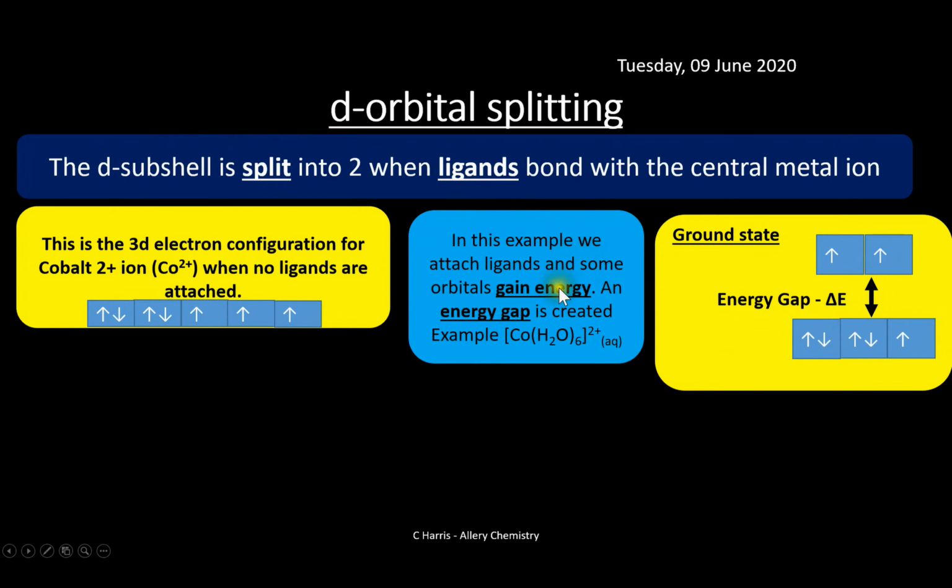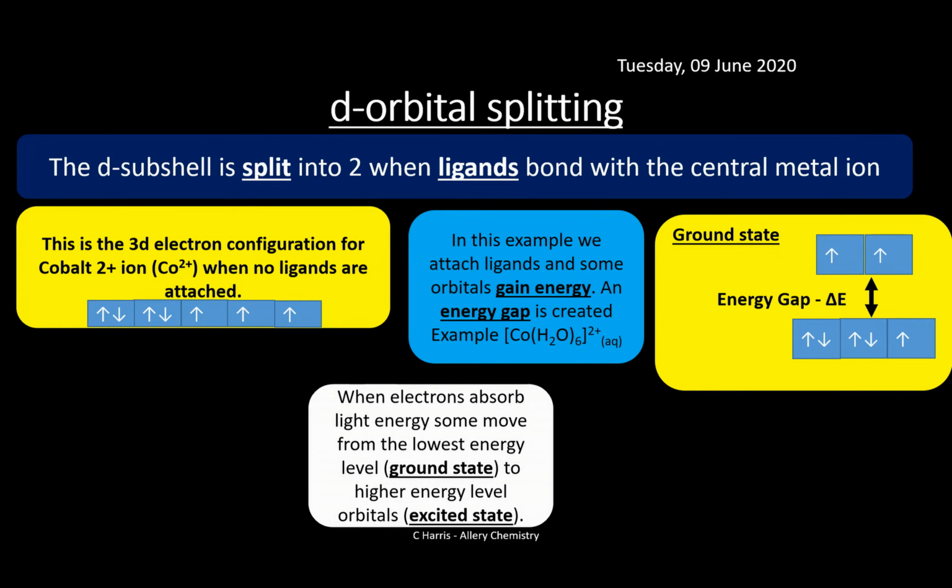So you can see here we attach some ligands, and some of the orbitals gain a little bit more energy, so they're a little bit higher up, as you can see there, than these orbitals here. And we create an energy gap, which is delta E, which is this bit here. So for example, cobalt dissolved in water forms your cobalt hexa-aqua complex, which is this one here. So we get this splitting of it. Now this is called a ground state. So in other words, some of the electrons go to the top, and 3 of them are at the bottom, which is here. So this is the ground state. I'm going to come on to what we mean by ground and excited state. We'll look at that in a moment.